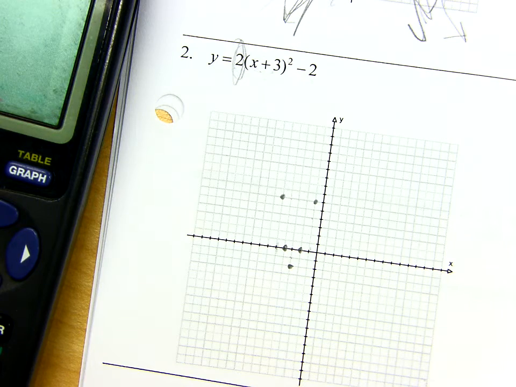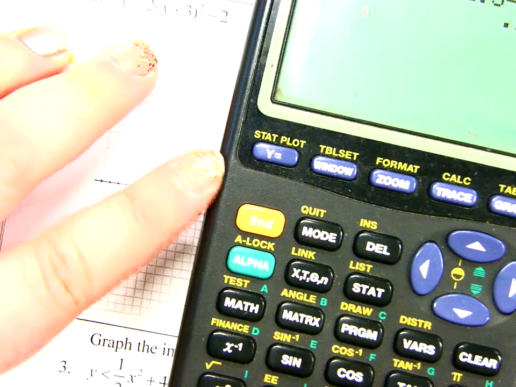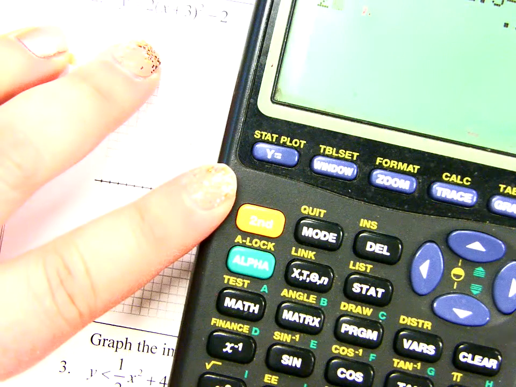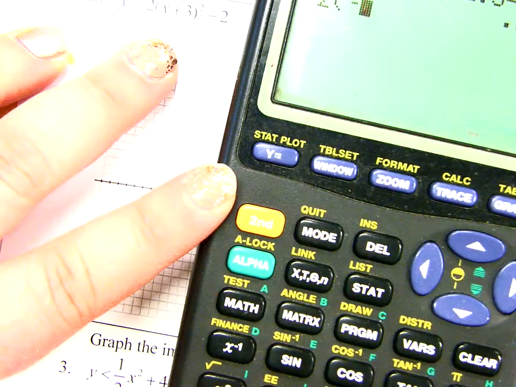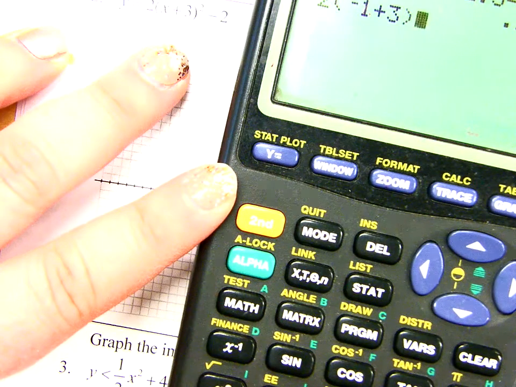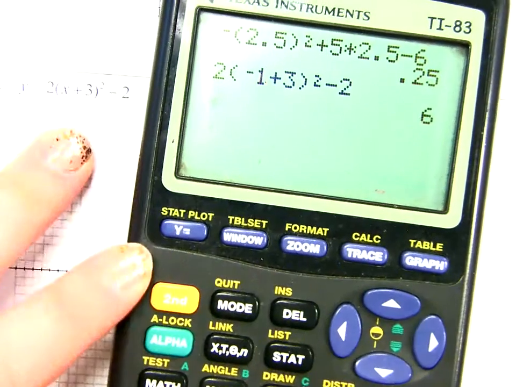If you're not sure, then have the calculator do it. You don't have to think about anything, right? If I want to plug in -1, 2 parentheses, -1 plus 3, close parentheses, square it, minus 2. It'll do all the work for you.